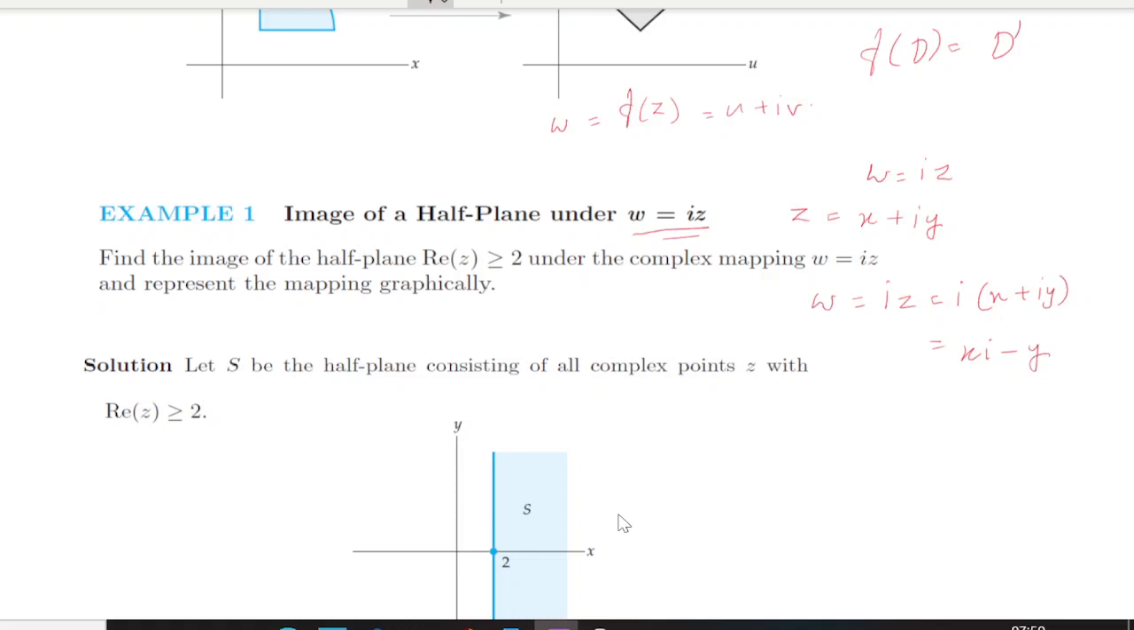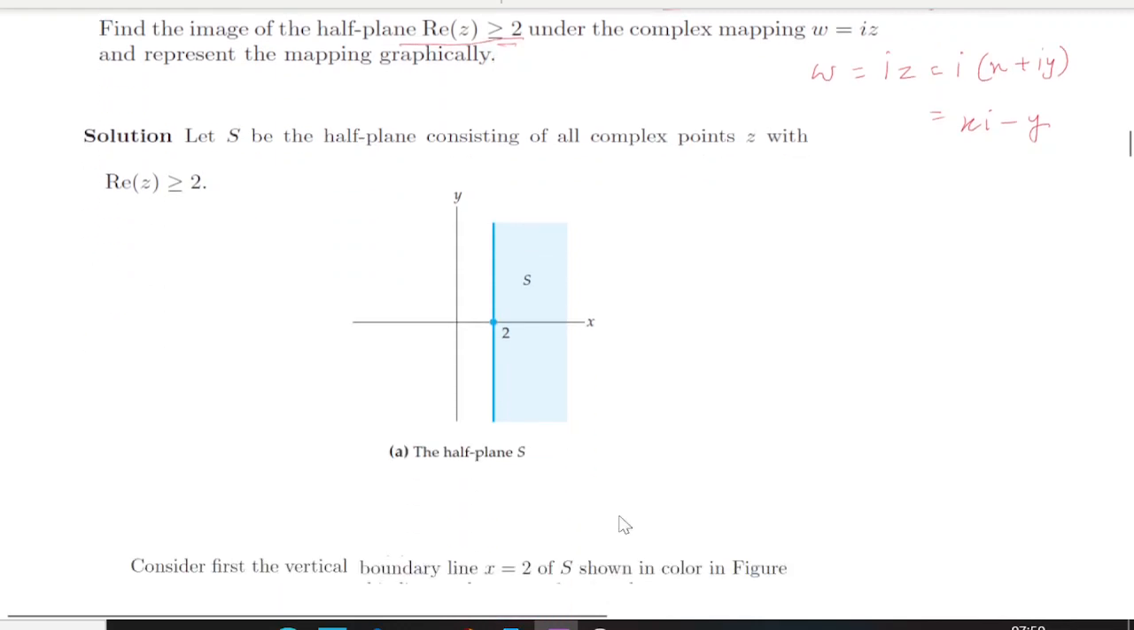Now let us examine what will happen under this map to the half plane, that is, real part of z greater than or equal to 2. Real part of z greater than or equal to 2 means x is greater than or equal to 2. That means you get a vertical line at x equal to 2, and this shaded portion will be your required plane. Now we want to find the image of this blue shaded region under the map iz.